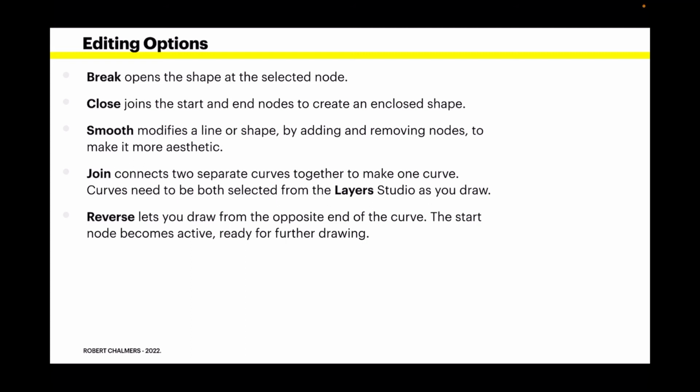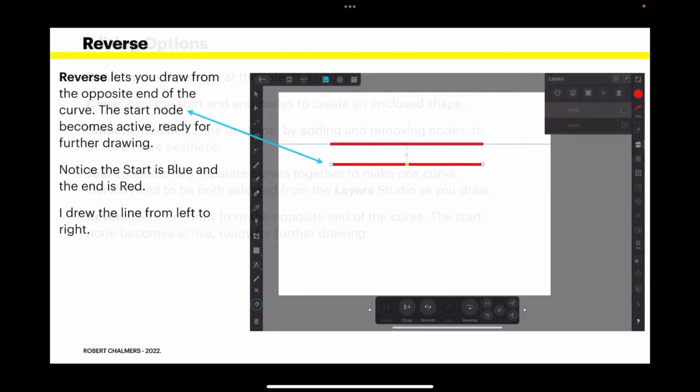Reverse, which we're going to use first, lets you draw from the opposite end of the curve. The start node becomes active, ready for further drawing. So if you draw dot 1, go along, draw dot 2, then go back and tap reverse, that lets you draw your next line, line 3, down from your first point of reference. And this is where I'll say it again: reverse lets you draw from the opposite end of the curve. The start node becomes active, ready for further drawing.